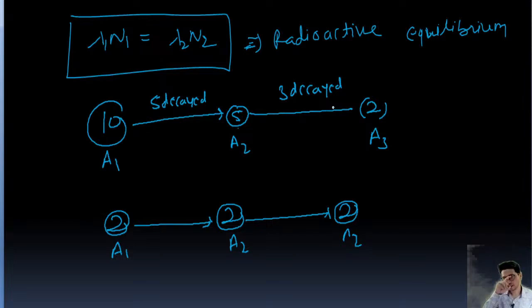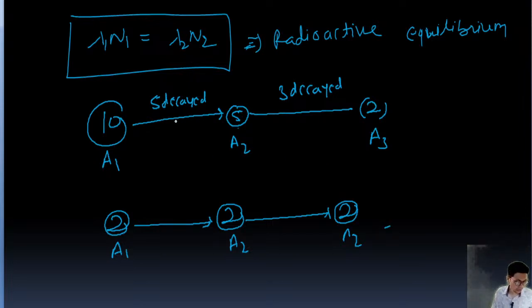Okay, this is 2 got decayed. Similarly, you can see 2 got decayed, production of 2 here. 2 got decayed, production of 2. Okay, so this is the case of radioactive equilibrium.